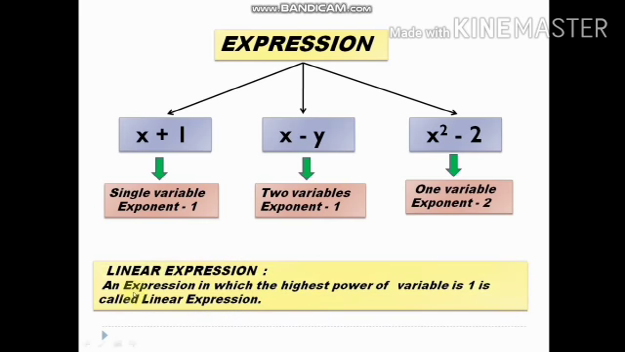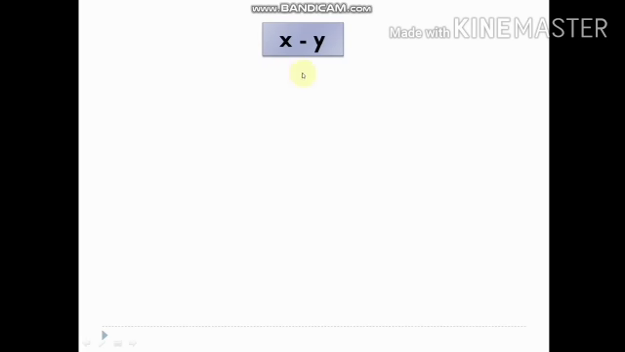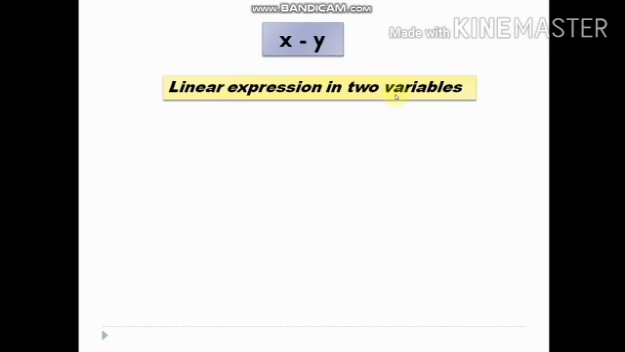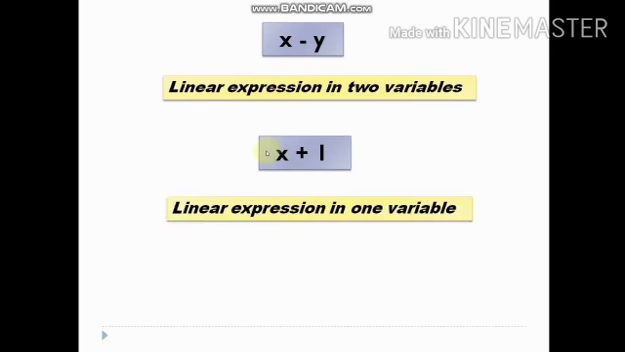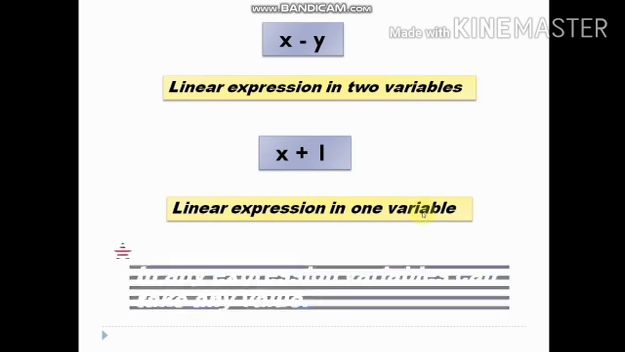This is the definition of linear expression. An expression in which the highest power of the variable is 1 is called a linear expression. So with the help of this definition, we can easily see here the first expression x plus 1 is a linear expression in one variable, and this second expression is a linear expression in two variables. But in this chapter we will study linear expressions in one variable only.